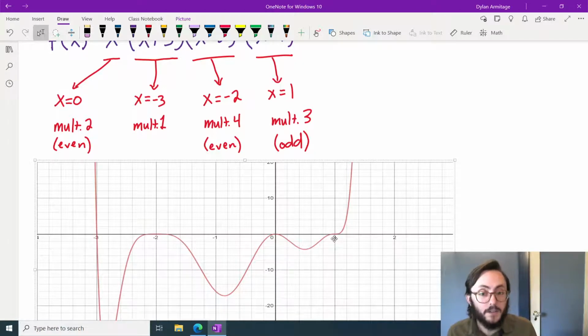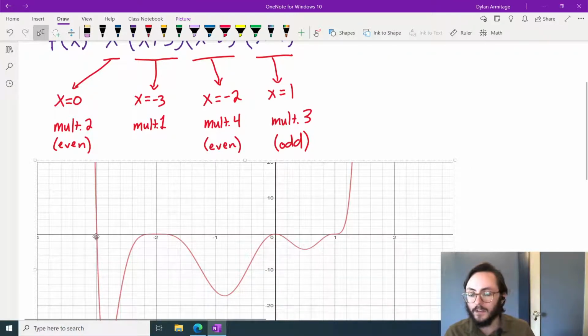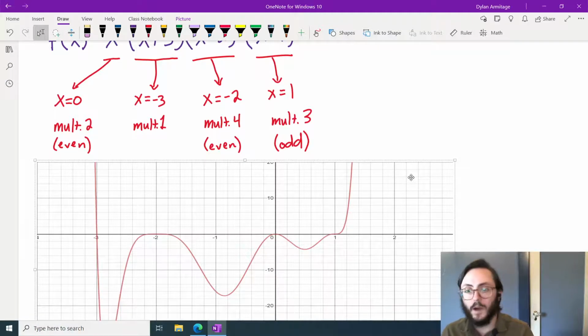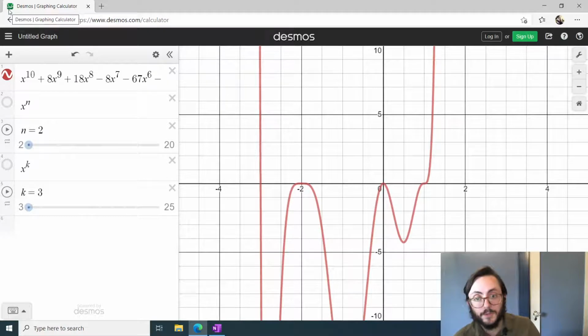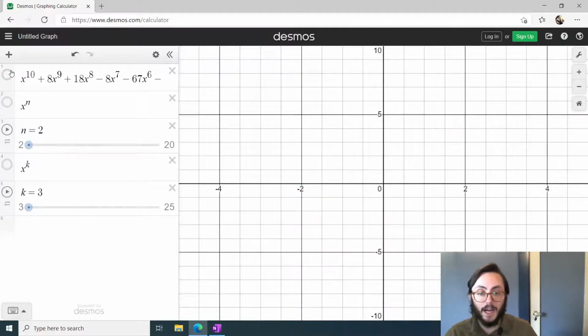And we can actually see what that looks like. Right now, we have these roots, we know their multiplicities, and so we can see how they touch or go through their roots. So let's look at what those higher powers of multiplicities look like. Here I have Desmos open, and you can see that the original polynomial that we used is in here. I'm going to go ahead and hide that.